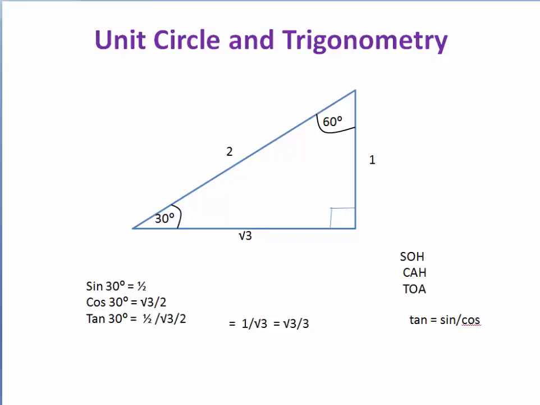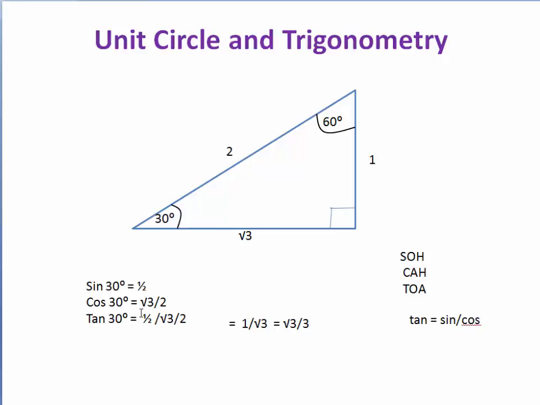Working out the sine, cosine, and tangent now. So we can use these mnemonics. SOH CAH TOA: sine opposite over hypotenuse, cosine adjacent over hypotenuse, tangent opposite over adjacent. So you can write those down in your exam if you don't remember them. So the sine of 30 degrees is opposite over hypotenuse, 1 over 2. Cosine of 30 degrees is adjacent, which is root 3 over hypotenuse 2.